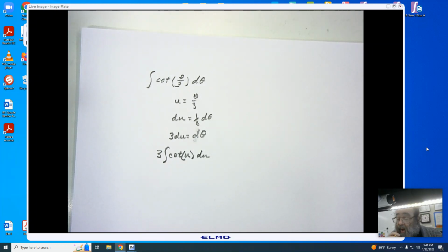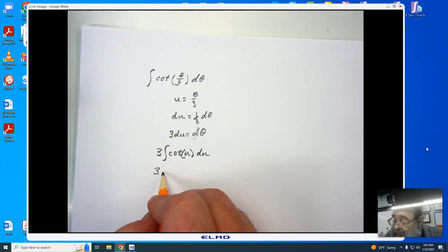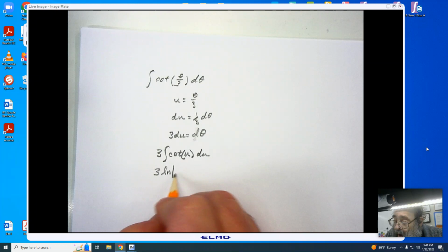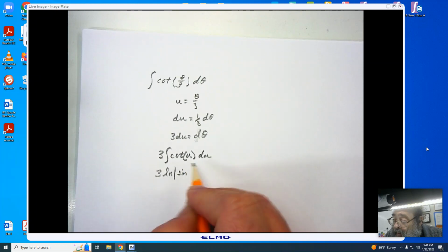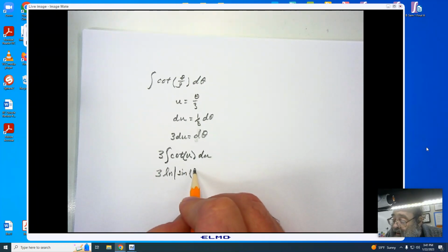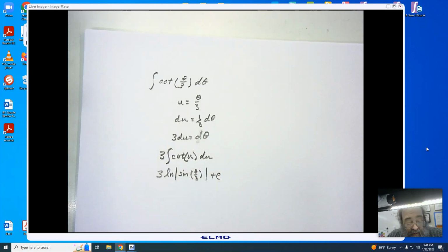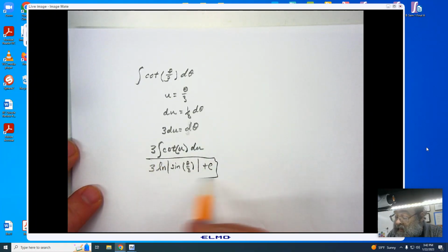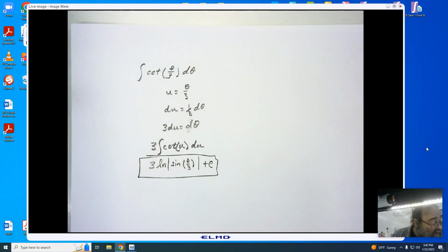We're looking at cotangent, and the integral of cotangent is the natural log of sine. So 3 natural log of the sine. We're going to have to put our u back in, so this is theta divided by 3, and we have plus c. Okay, and that's what I've got. That's my answer. And they're going to continue with this with the basic substitutions.